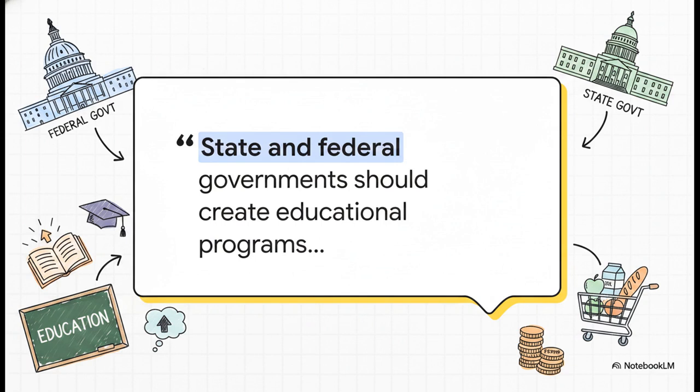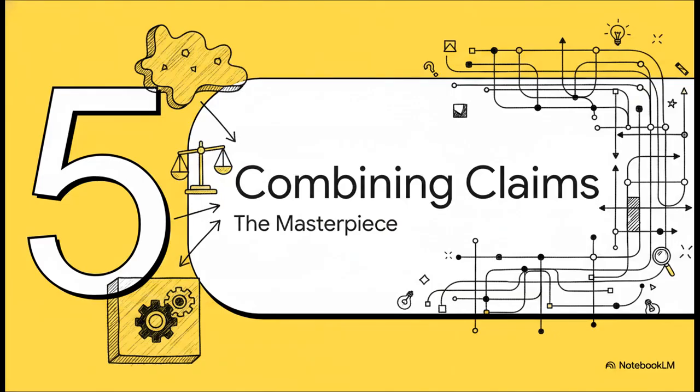Notice how remarkably direct this is? It's an actionable proposition directed at very specific stakeholders, state and federal governments. It's not just saying poverty and health are linked anymore, it is demanding a concrete action to solve the problem. And that brings us to part 5, combining your claims, the masterpiece.